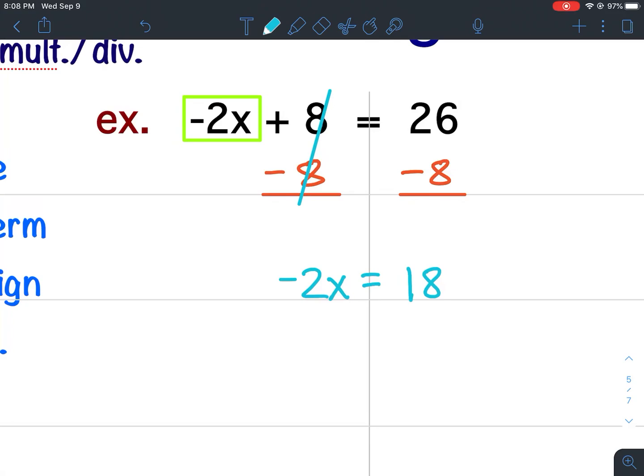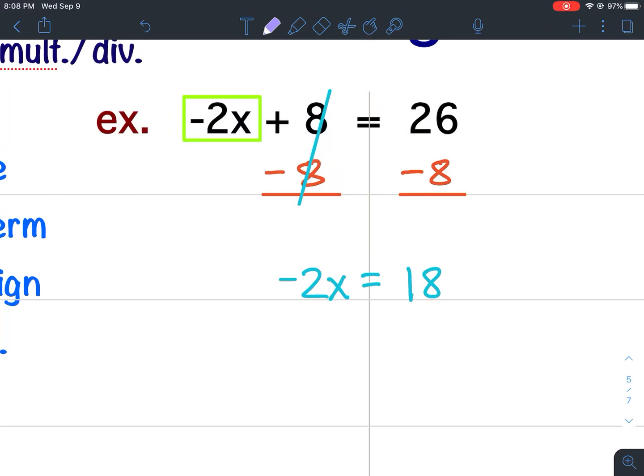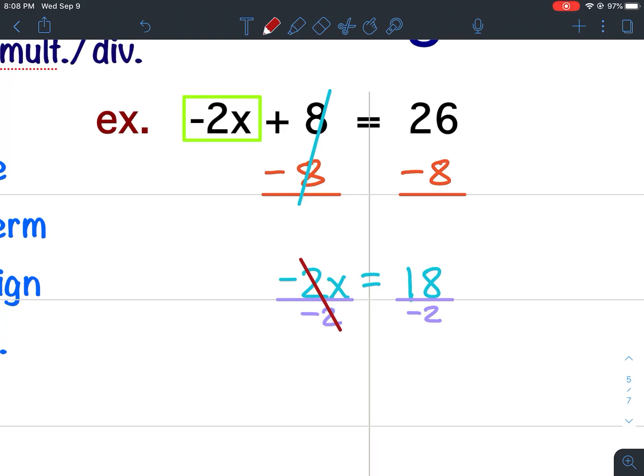Okay, is the variable isolated? Is it all by itself? No. I still have the negative 2 with the variable. This is multiplication. The opposite of multiplication is division. So now I'm going to divide both sides by negative 2. To isolate the variable, the final step would be to divide both sides by negative 2. Bring down my variable, keep the equal signs lined up, and 18 divided by negative 2 is negative 9.